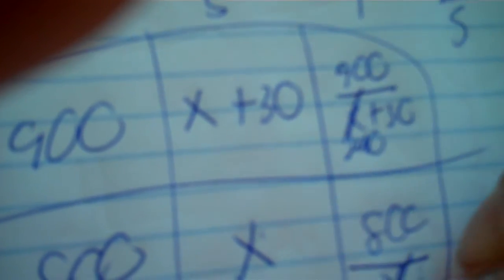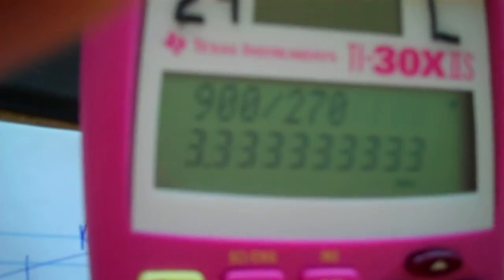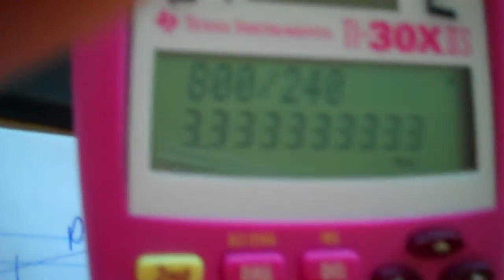Now that doesn't make any sense for hours. You got to come up to find your time, you put 240, 240. So 240 plus 30 is 270, so 900 divided by 270 is 3.3 repeating. 800 divided by 240 is also the same thing, so I did it right because I got the same thing. So that's 3.3 hours. You can also put 3 1/3 hours or 3 hours 20 minutes. Because a third of an hour is 20 minutes.